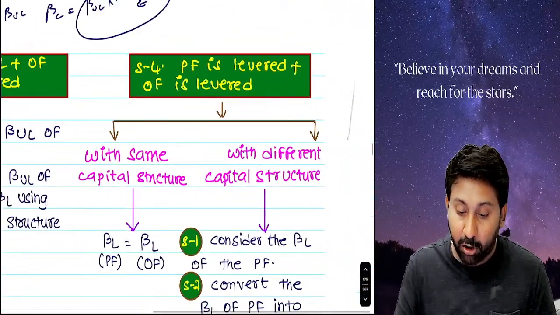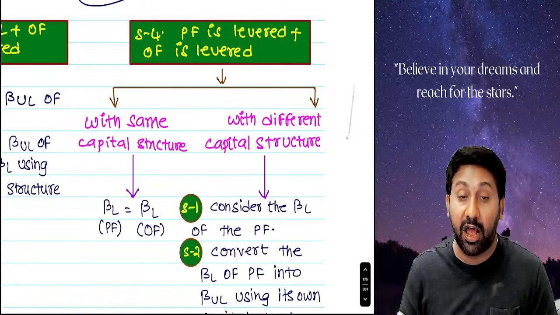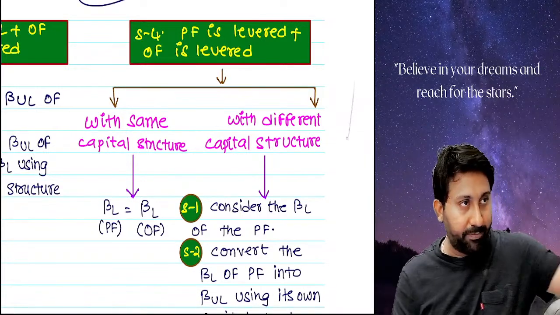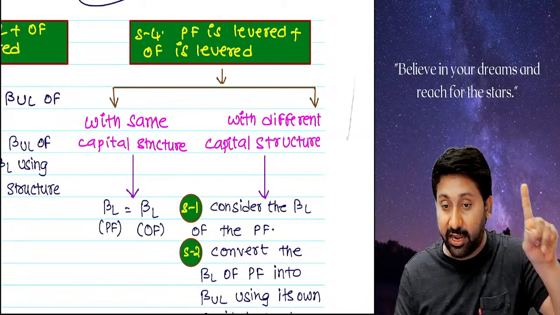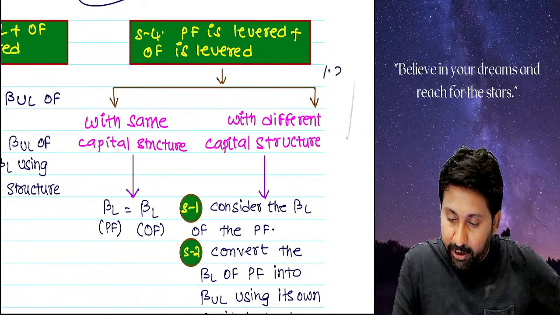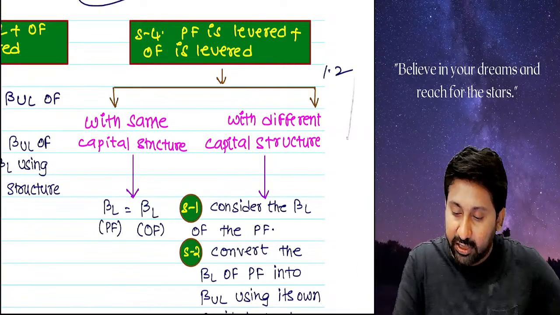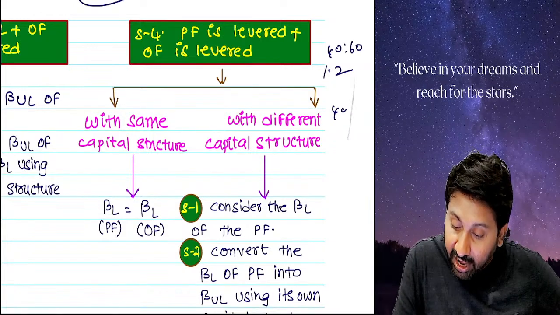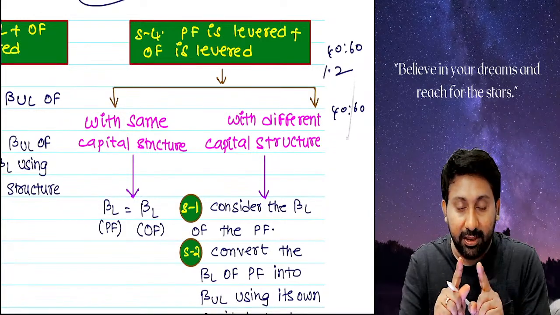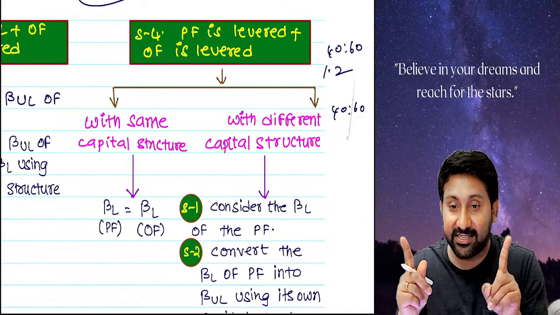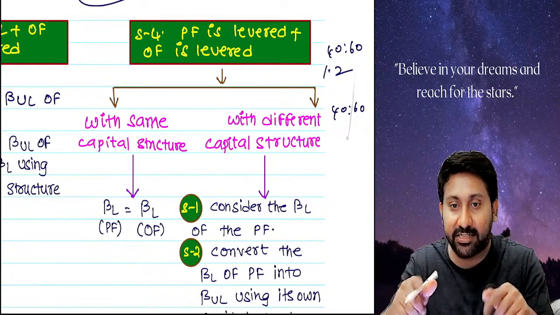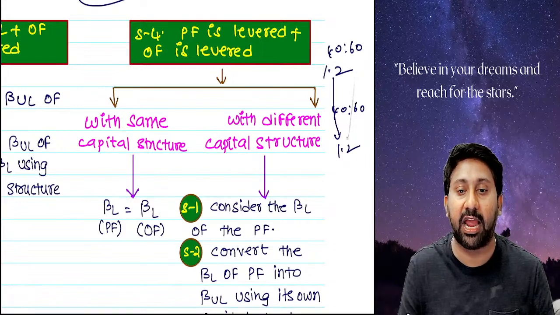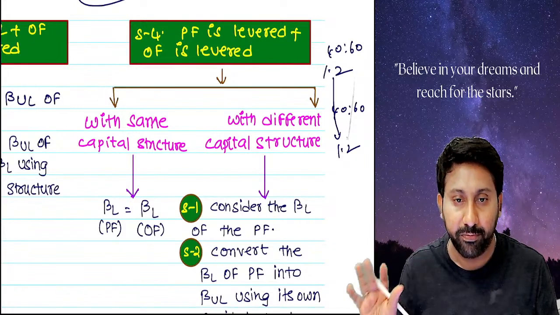Next, the proxy firm is levered and our own firm is levered. Both are levered. For the competitor, we are taking a levered beta of 1.2. Their capital structure is 40 to 60, debt 40, equity 60. Ours is also 40/60. Both are in the same industry, so business risk is the same, and both have the same capital structure, so finance risk is also the same. Directly take their levered beta in your calculation, 1.2.